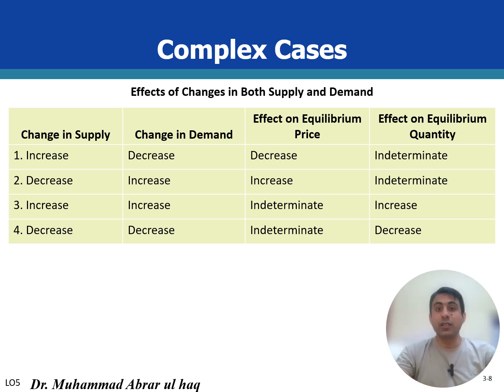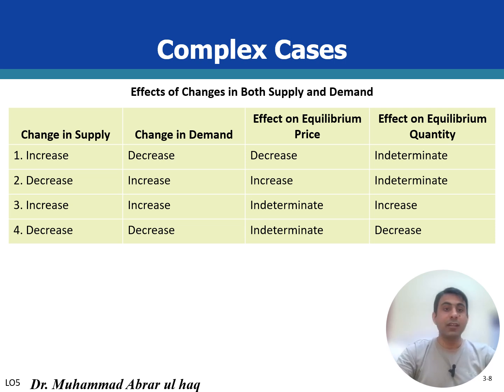Maybe due to the greater availability of the goods and the services, reduced consumer demand. However, the resulting equilibrium quantity traded will depend on whether the decrease in demand offsets the increase in supply or vice versa. So it will remain indeterminate. We cannot determine whether it will increase or decrease.